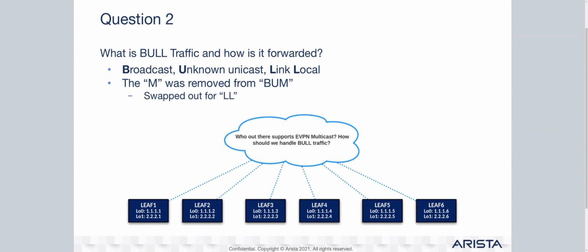In short, previously we had the term BUM traffic, so broadcast, unknown unicast, and multicast. And we're really swapping out the M in BUM for LL, so link local traffic, because, as called out, we're going to be forwarding multicast in the overlay differently than, for example, ARP requests that are sent from attached hosts. So what's BUM? Now it is broadcast, unknown unicast, and link local traffic.